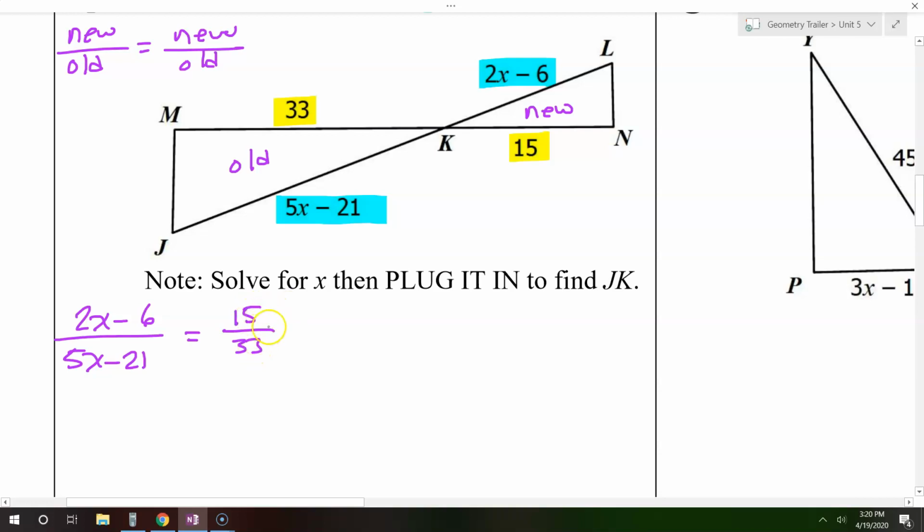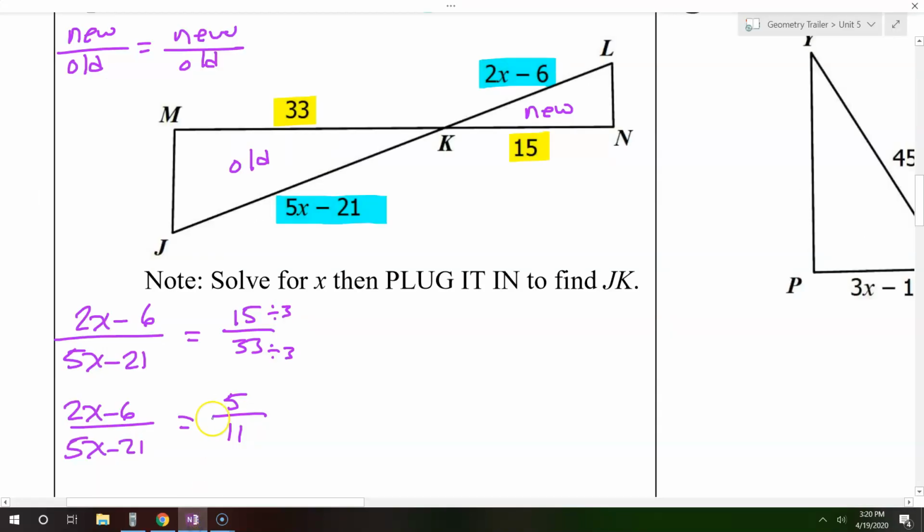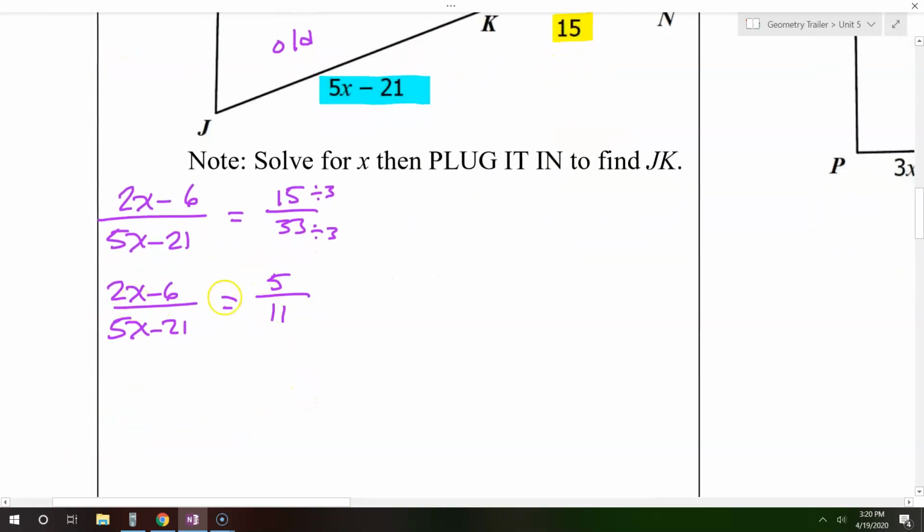Okay, notice that these are both divisible by 3. So that means we can reduce this fraction by dividing by 3. So that's going to be 5 over 11. All right, if that was too much for you, then you can use your calculator. All right, anyway, smaller numbers are easier to use. So time to cross multiply.